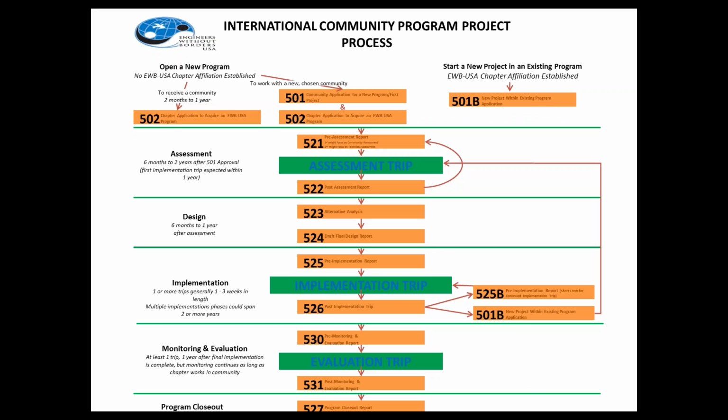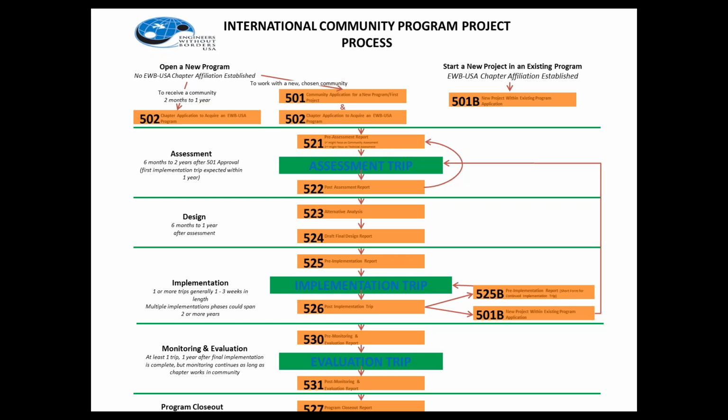So now I want to just go quickly over our current project process here at EWB-USA headquarters. I'd like to go through and talk about where we think it's appropriate and important to include education for our community partners. This is just the flow chart that was developed, and as you can see, our project process really follows standard engineering methodology. So we have at the top the 501, where the community is applying to be adopted, and the 502, where the chapter is adopting the program.